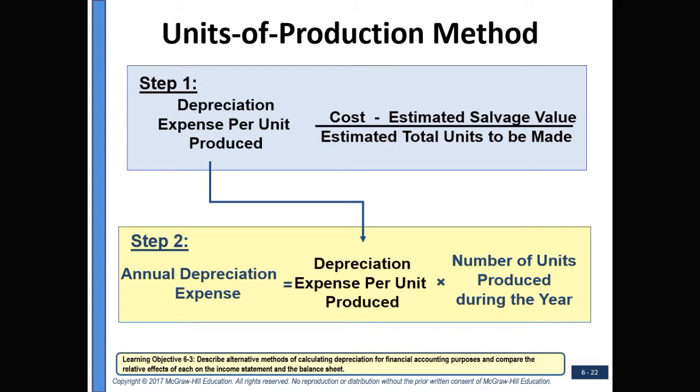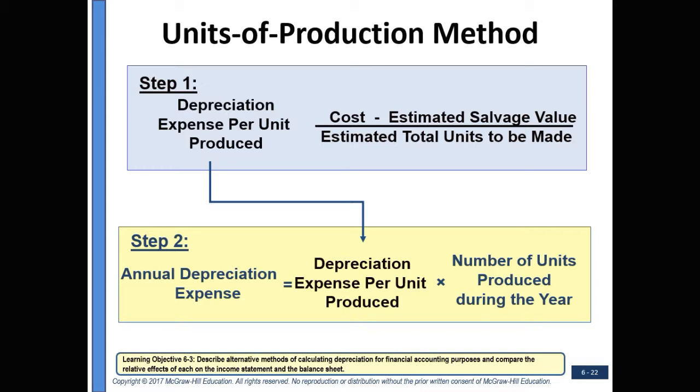Once the per unit depreciation expense is calculated, it is then multiplied by the number of units that are produced during the year to calculate the annual depreciation expense. This might be one of the most accurate cost allocation methods there is because it ties back to production. Production yields revenue.